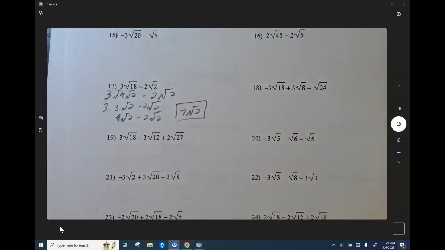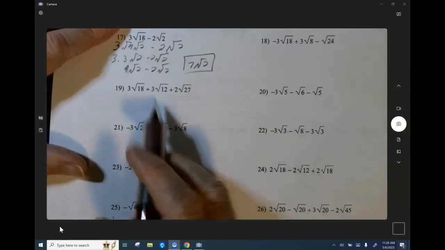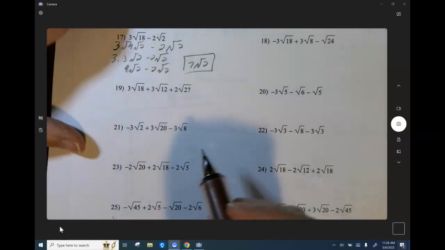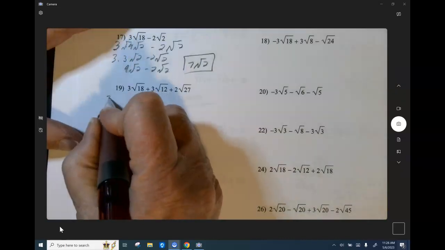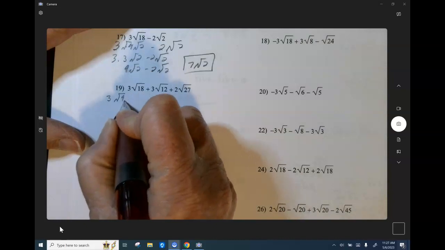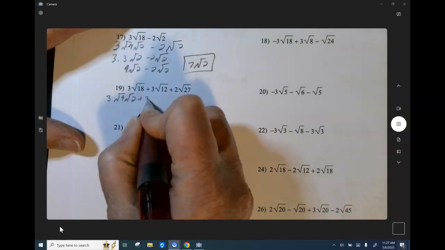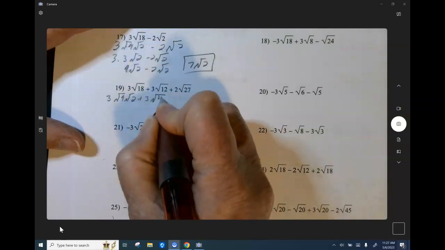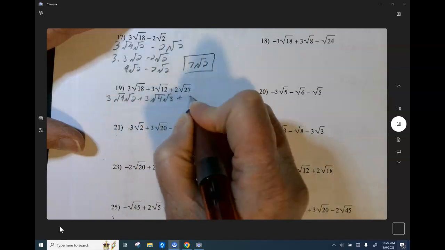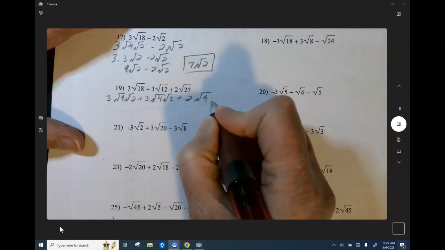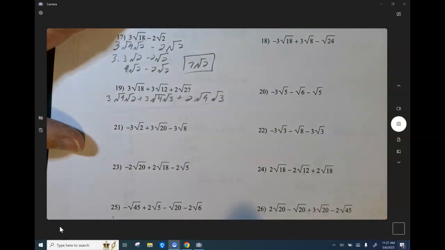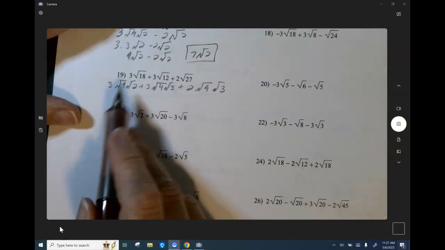Okay? Oh, yay, look at number 19. We get to do all of them. None of them are perfect squares. Yay! So we're going to break them all down. So here we go. 3. 18 breaks into 9 and 2. 12 breaks into 4 and 3. And 27 breaks into 9 and 3. So you look for the perfect square that goes into each of them.